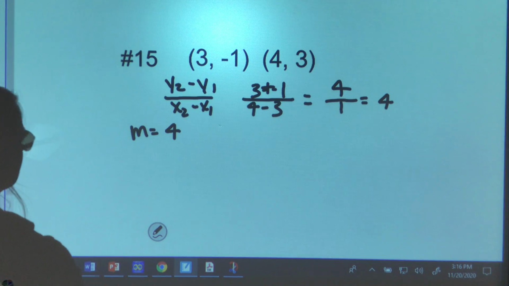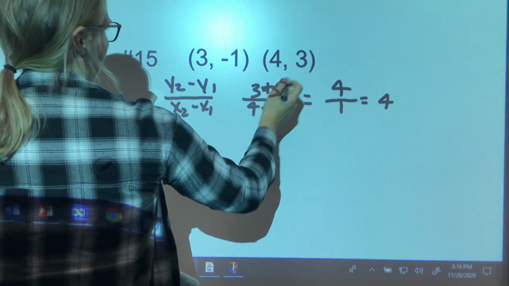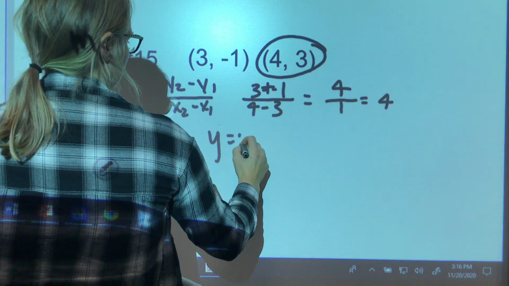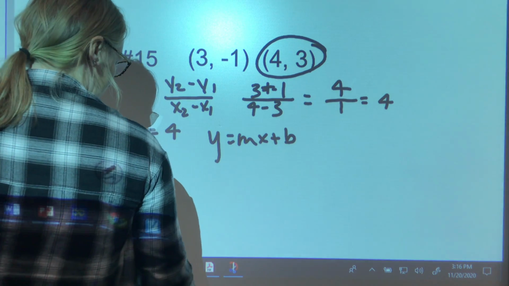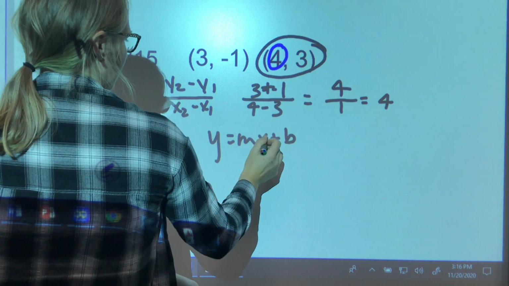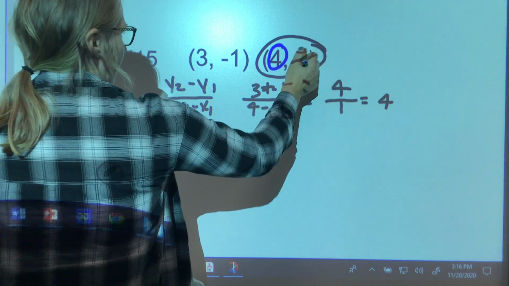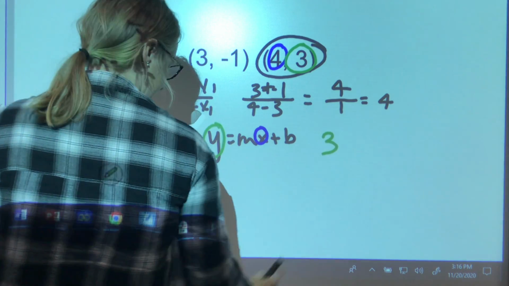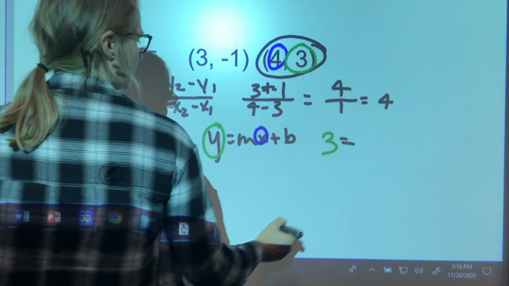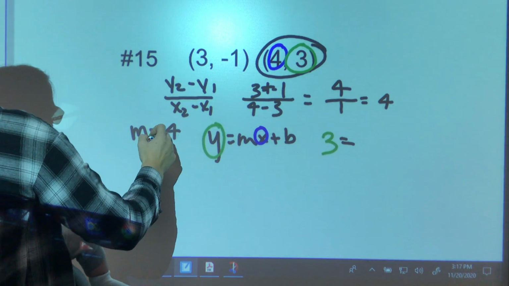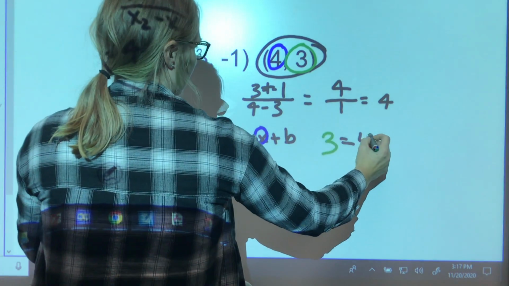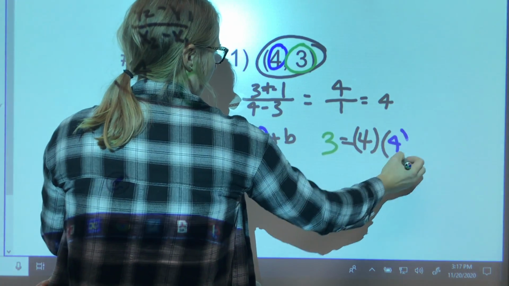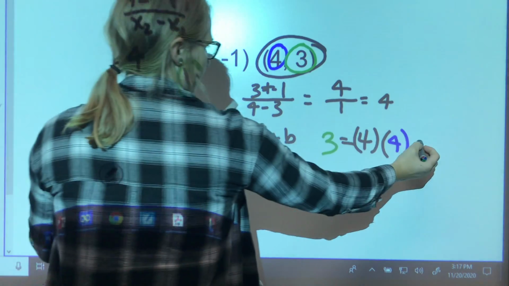Now to find our b value is the tricky part, but I'm going to choose just one of these two points. I'm actually going to go with this one because they're both positive, and we have to plug it into our equation. So I match up my x value, I'm going to plug that in for x, and then I match up my y value and plug that in for y. So since I have my y, I'm going to do 3 equals m, which is our slope, which we just found, so I can plug in m there, 4 times my x value, which is also 4, and then plus b.